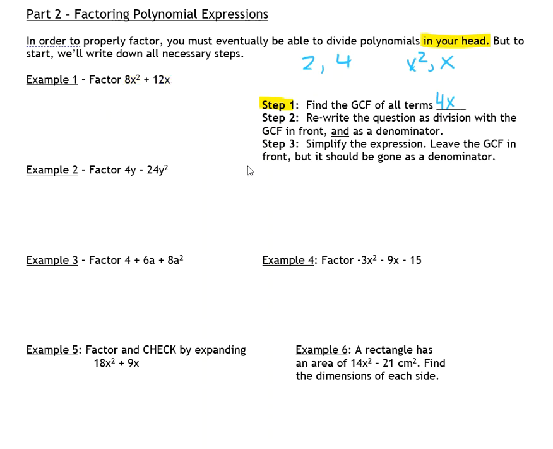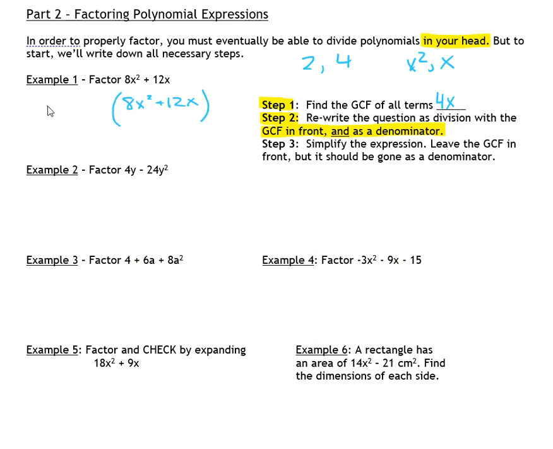Step 2, rewrite the question as division with the greatest common factor in front and as denominator. Here's what I mean by that. So I'm going to rewrite the question. Let me do that first. 8x squared plus 12x, rewrite the question as division with the greatest common factor in front. So what that means, I'm going to put brackets here. I'm going to put kind of a bigger bracket below. You'll see why in a second.